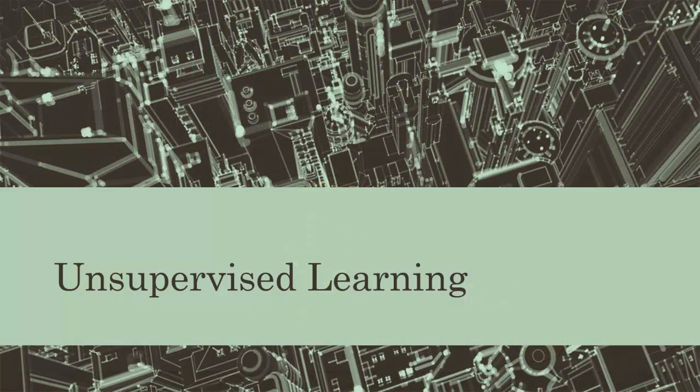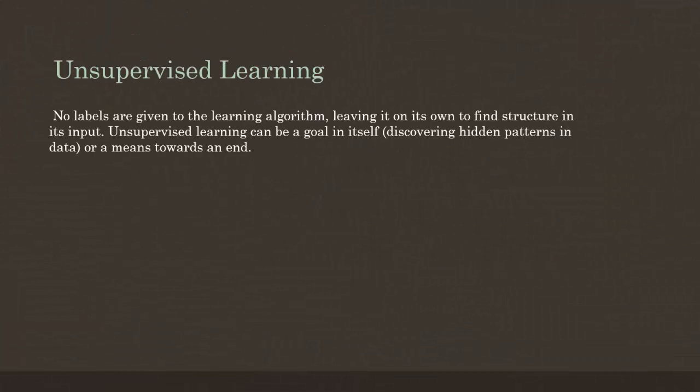Unsupervised learning. Here, no labels are given to the learning algorithm, leaving it on its own to find a structure in the input. Unsupervised learning can be a goal in itself or a means towards an end. Again tricky. Let's look at a practical example.